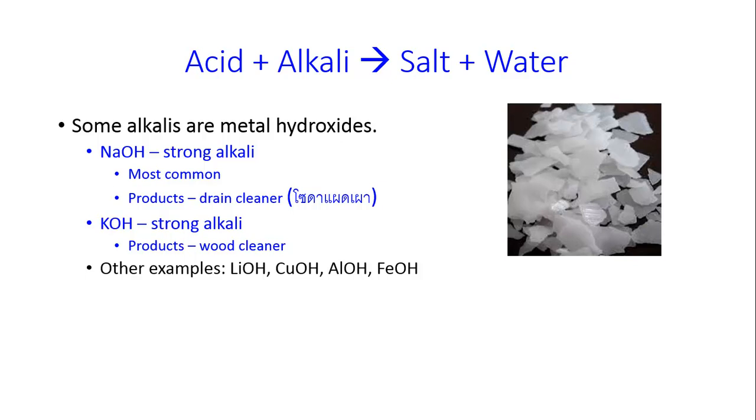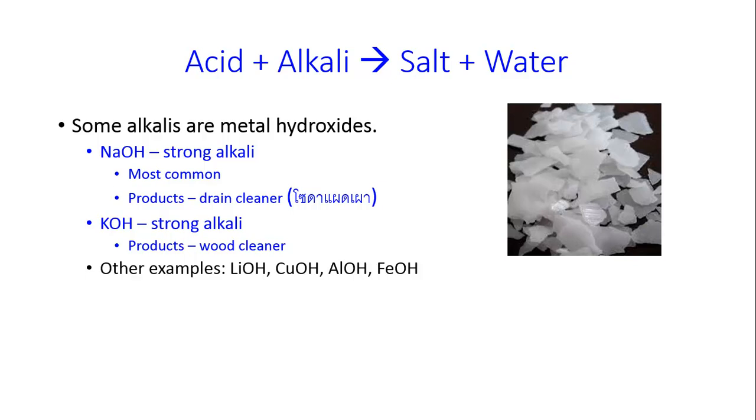Alright, so here is a simple word equation for these chemical reactions of acids and alkalis. On the left hand side you have your reactants, an acid plus an alkali, and that makes your products. On the right, the salt plus water. Some alkalis are metal hydroxides. There's a picture of sodium hydroxide on the right. Sodium hydroxide is a strong alkali. It's the most common metal hydroxide.